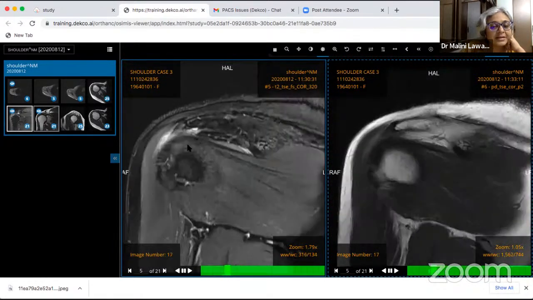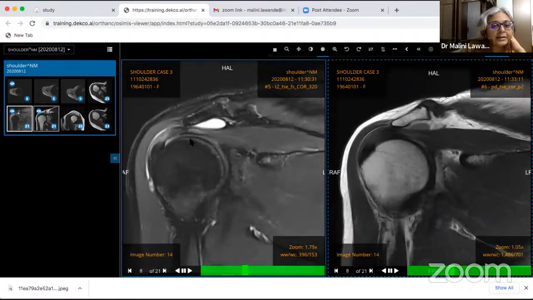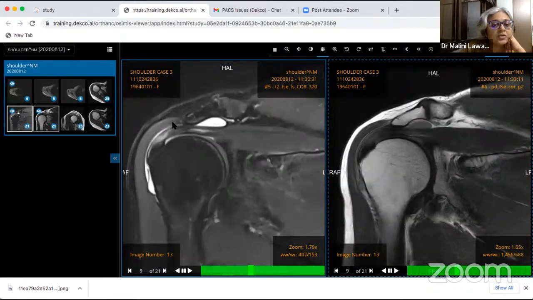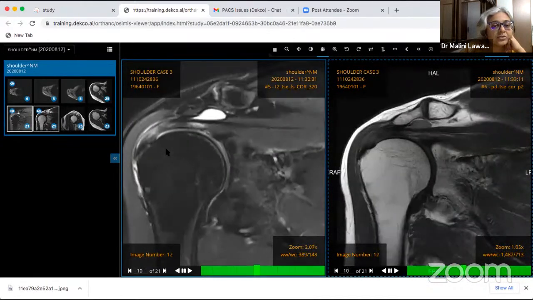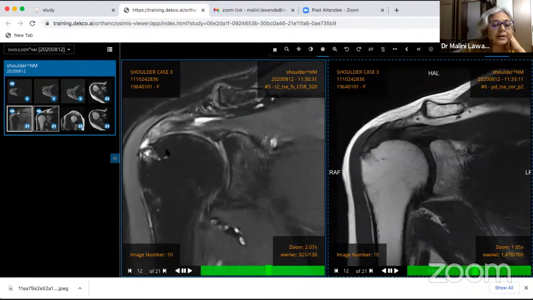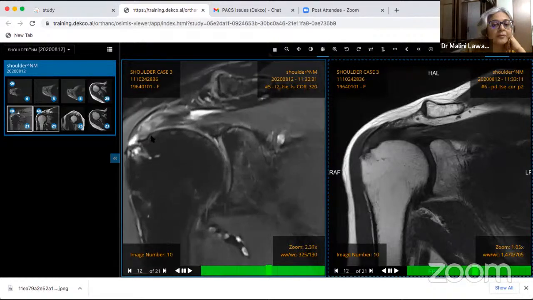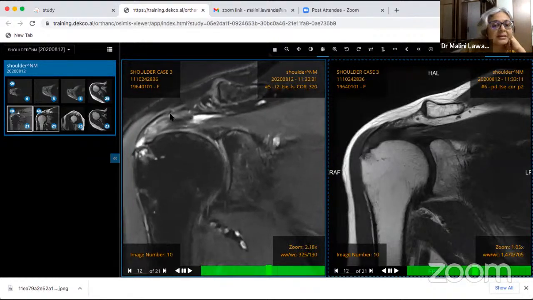This is the infraspinatus tendon, which shows tendinosis, but not as bright as fluid, so it's not a tear. I come more anteriorly, I start seeing supraspinatus tendinosis. But along that tendinosis, can you see this bursal surface tear out here? So this is the tendon here, and its footprint, it has got a less than 50% thickness bursal surface tear.